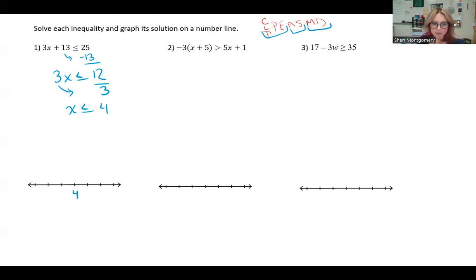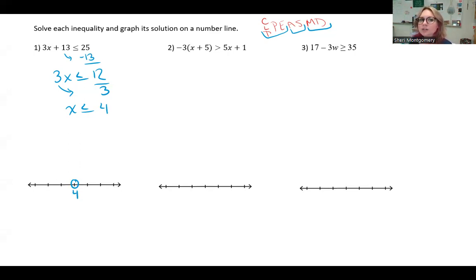The next thing I do is I put a circle. So there's really 3 steps to graphing. You're going to put the number, whatever number is in your solution. You're going to put your circle and decide whether or not you shade it. And then you put an arrow. So there's 3 steps to graphing.